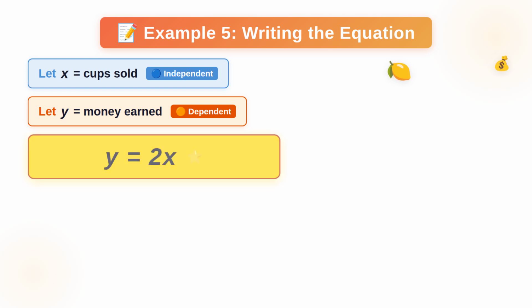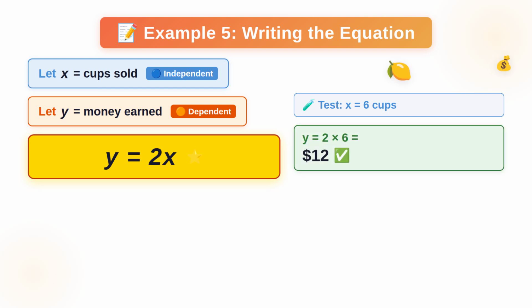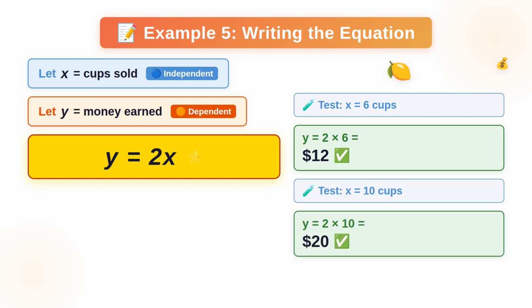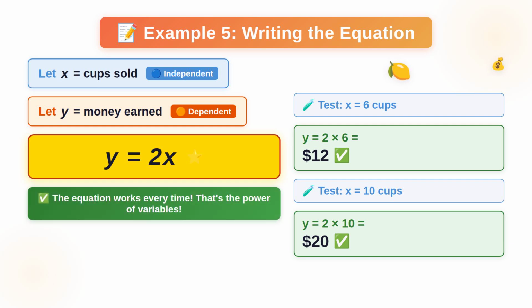Maya wants to write a real equation for her lemonade stand to share with her parents. Let's do it together. She sells cups at $2 each. We let X equal cups sold. That's our independent variable. We let Y equal total money earned. That's our dependent variable. The equation is Y equals 2 times X.